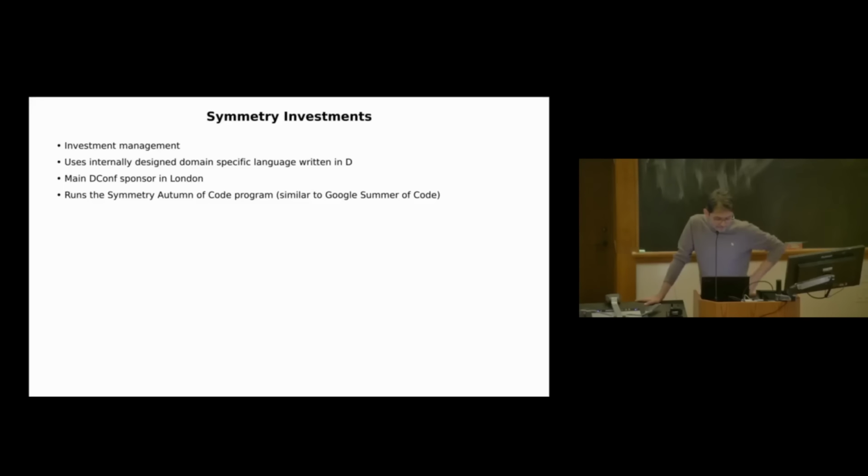Symmetry is the main DConf sponsor. When DConf happens in London, they provide the space and many other amenities. Symmetry also runs the Symmetry Autumn of Code program, where they employ students and pay them to work on D projects. This is similar to the Google Summer of Code.